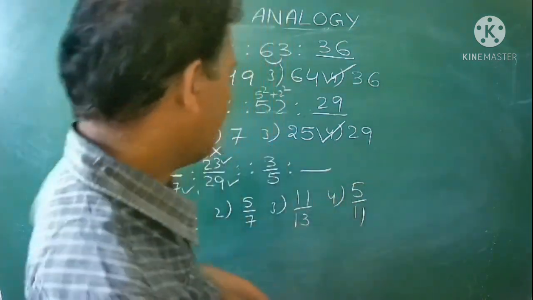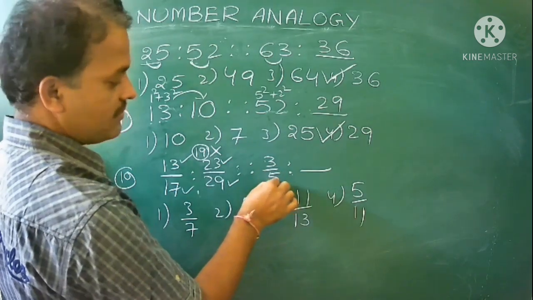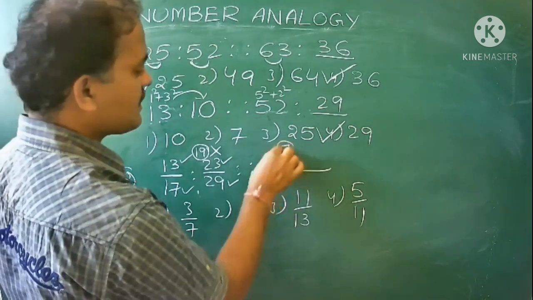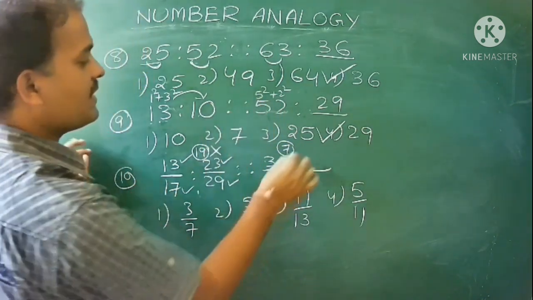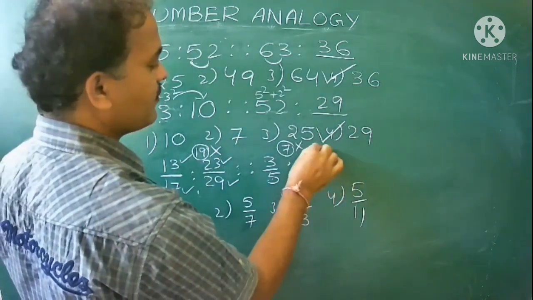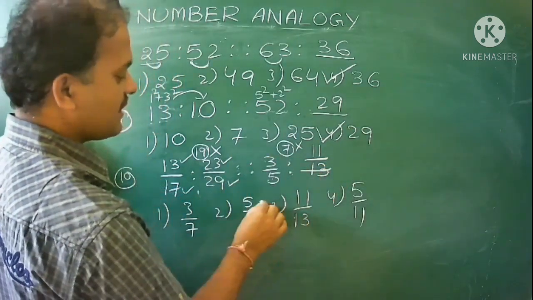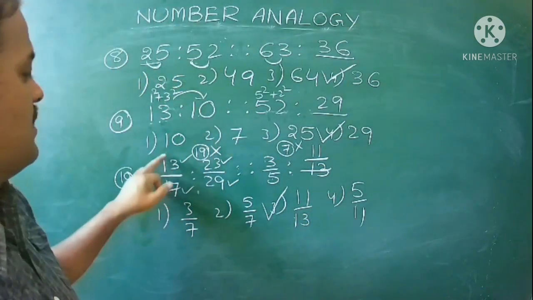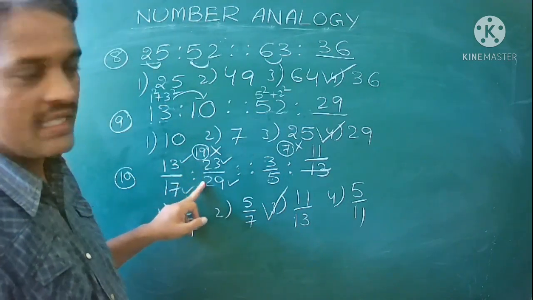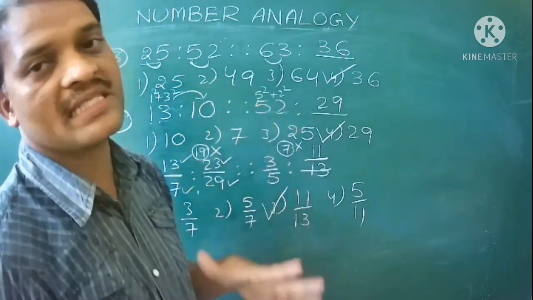Similarly, 3 and 5 are called successive primes. Next, here the successive prime number 7 is missing. After 7, what is the successive prime? 11, and the next successive prime is 13. So 11 by 13 is the answer. Here the logic is the ratio of successive prime numbers, but in the middle one of the successive primes is missing. So that is the logic.